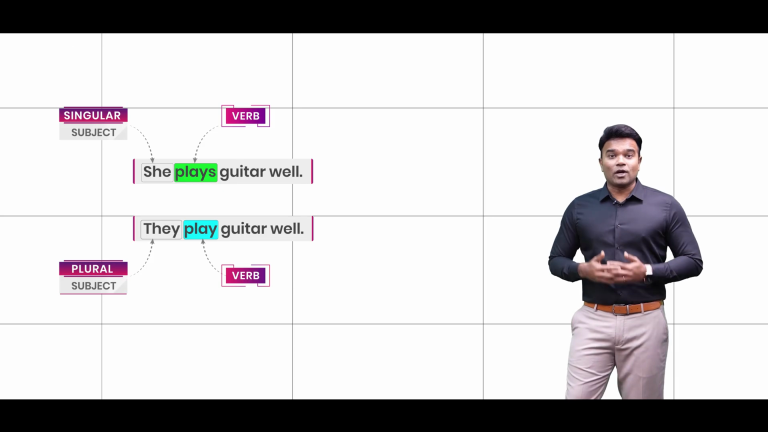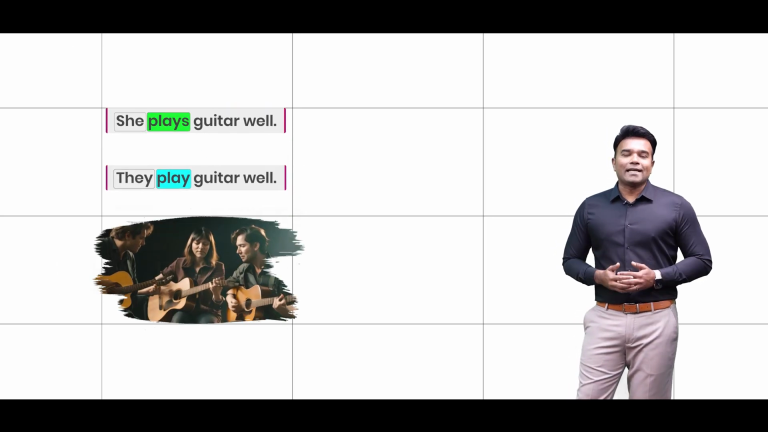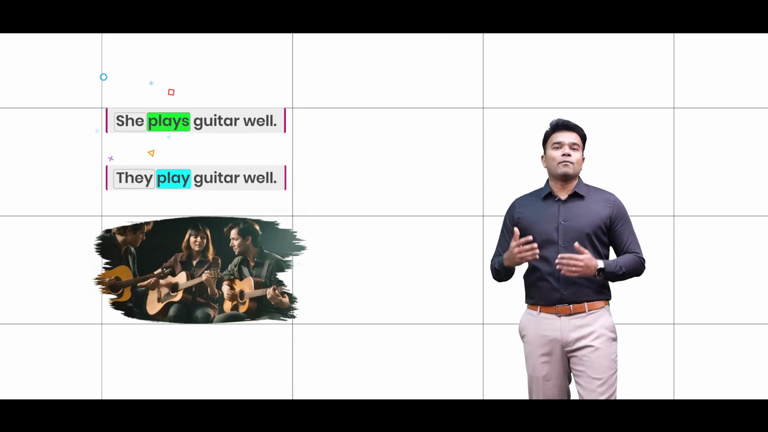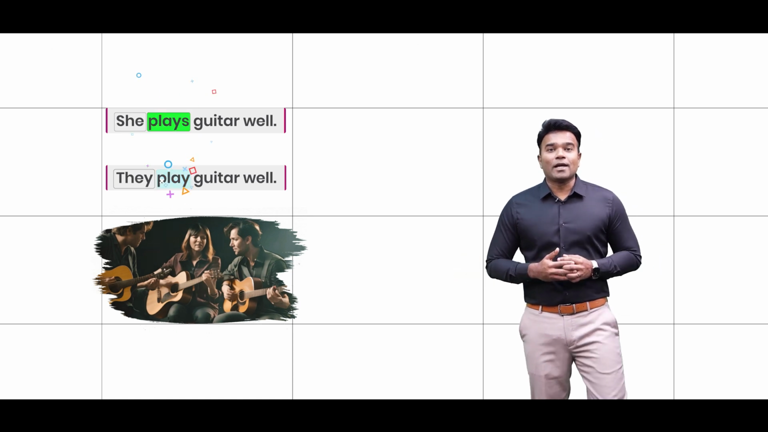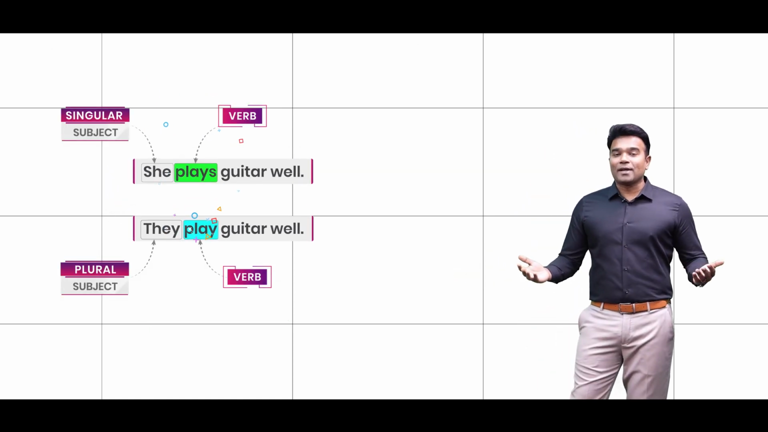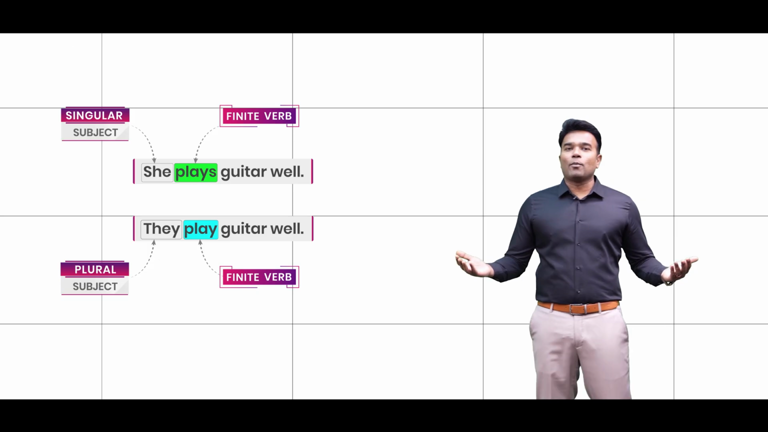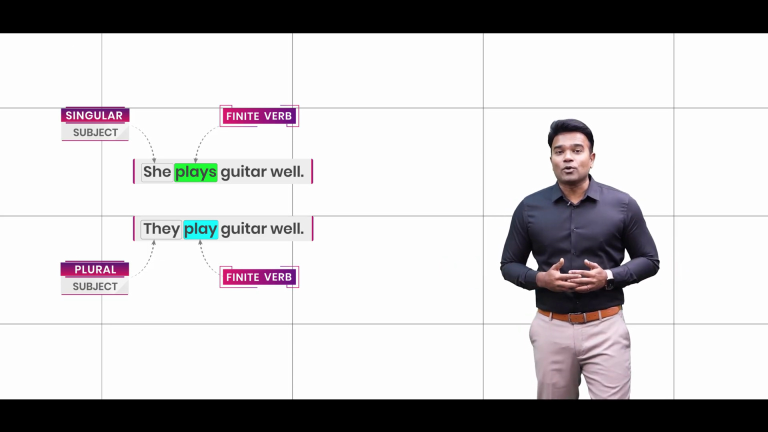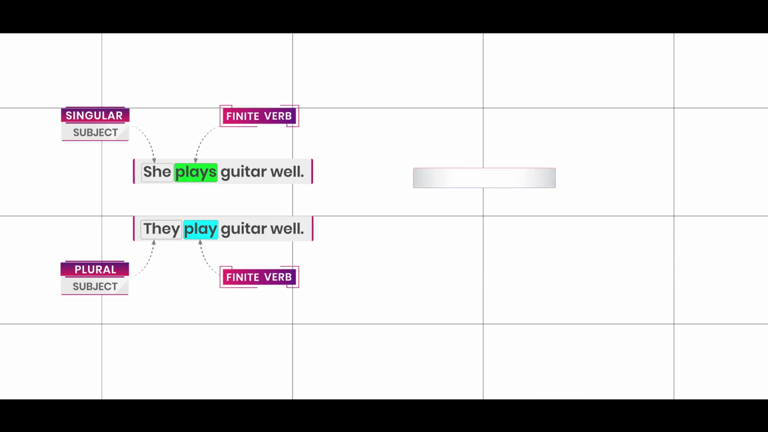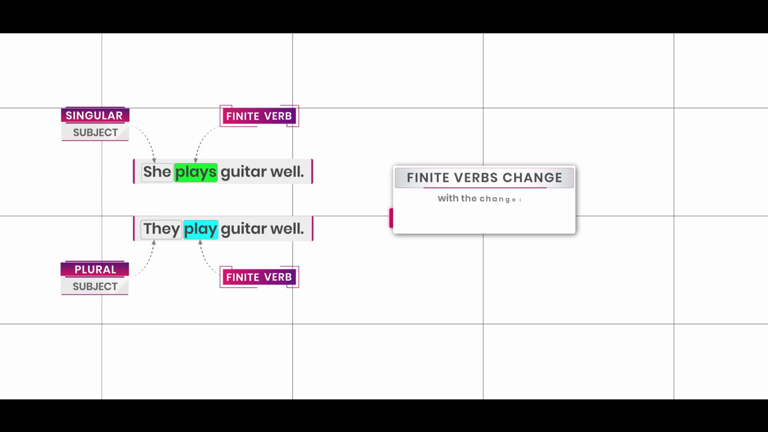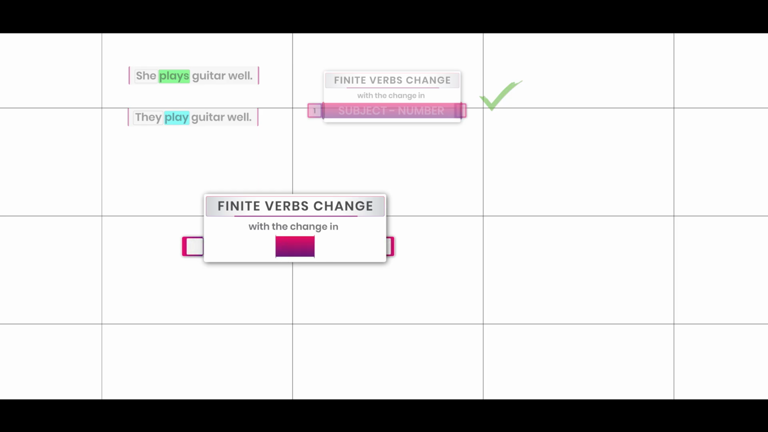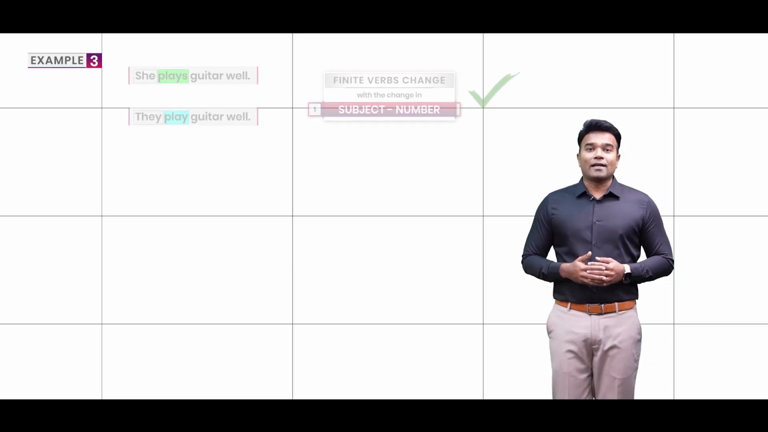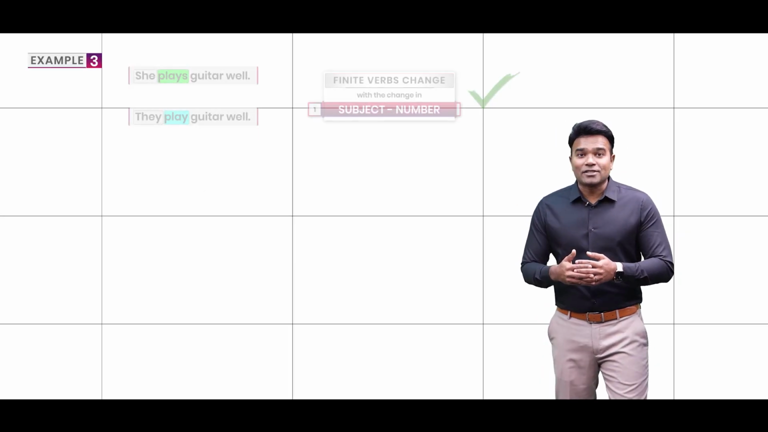In other words, what you are noticing here is that as the subject changes from the singular form to the plural form, the verb also has changed from plays to play, which means that plays and play happen to be finite verbs. Well, after all, you know that finite verbs are such verbs that change whenever there is a change in the subject number. But then you know that they also change whenever the tense of the sentence changes. What I mean to say is, let me again take the same sentence.